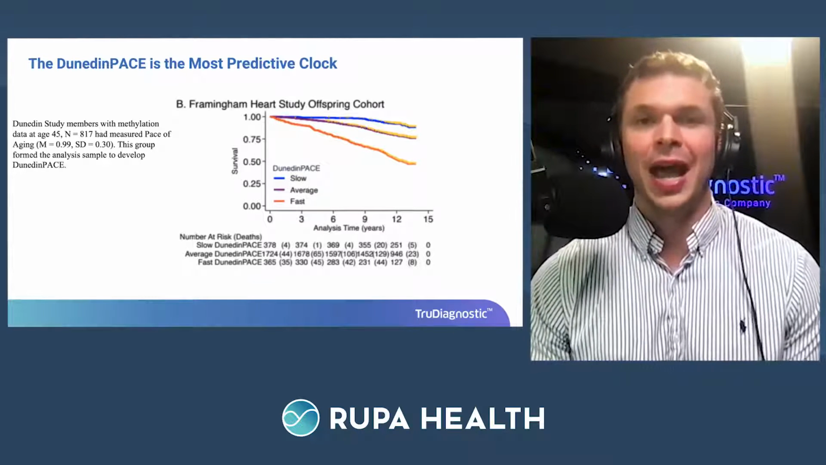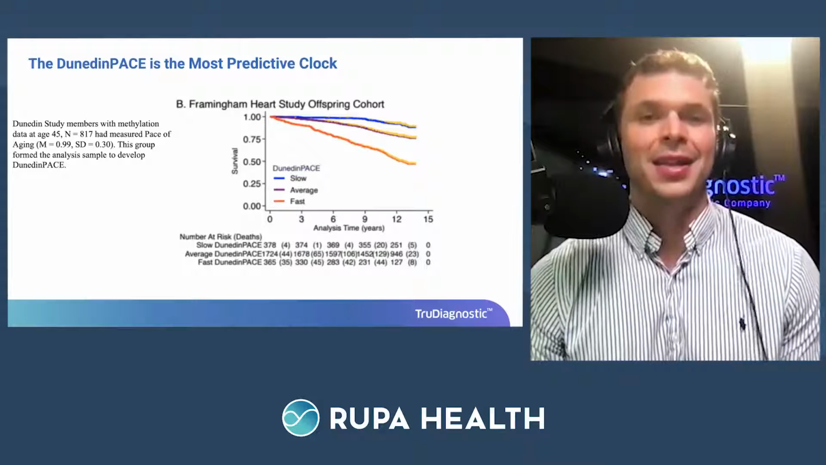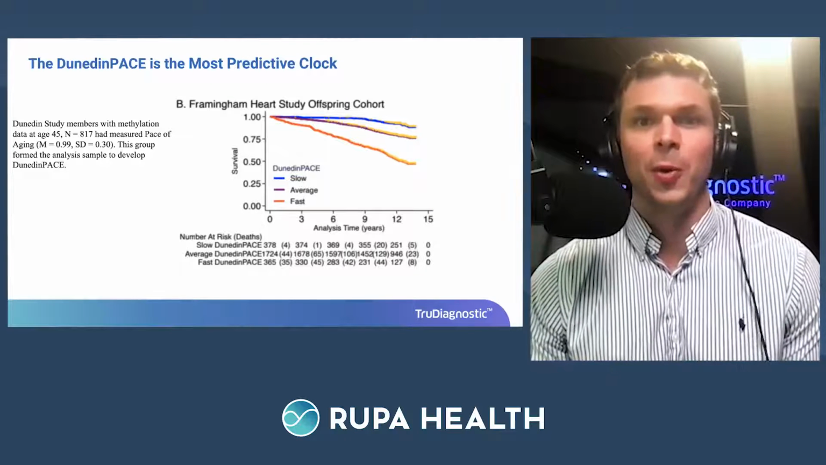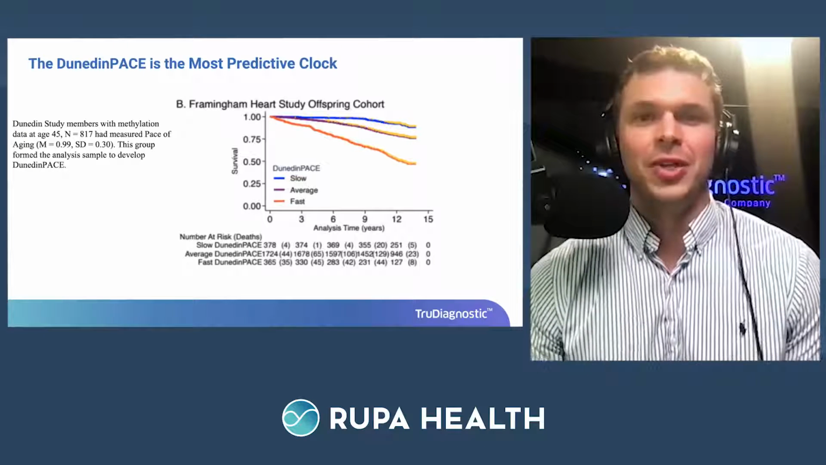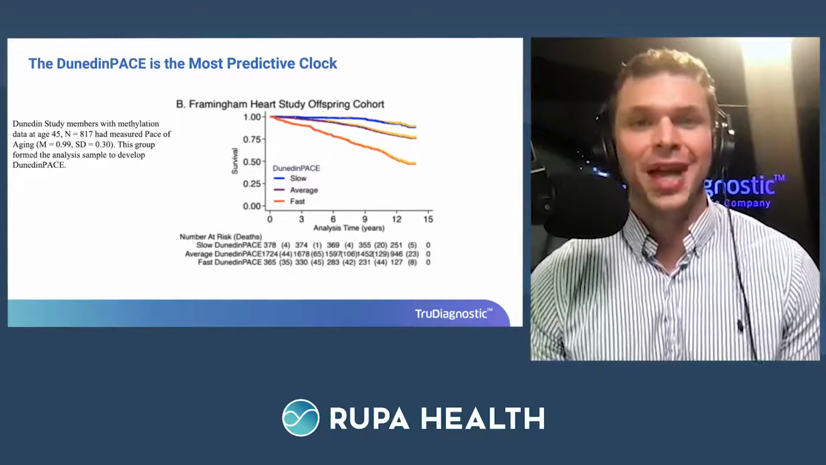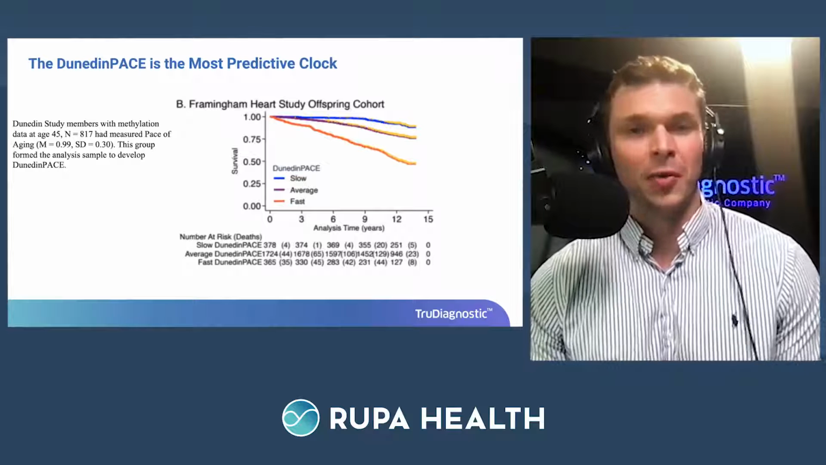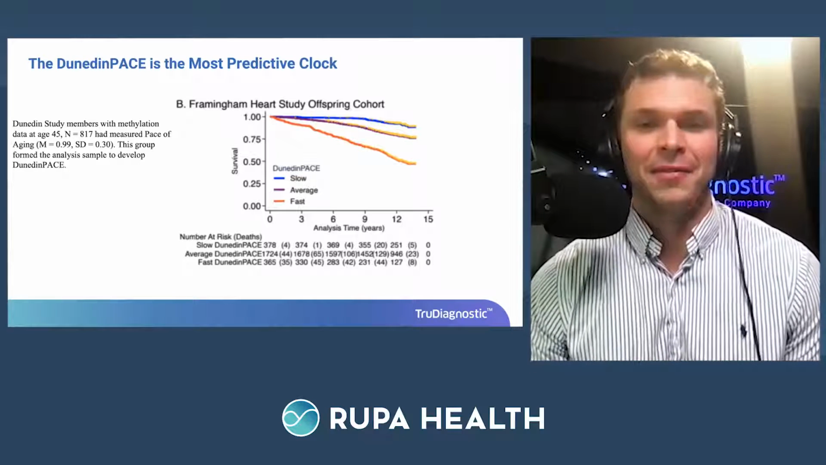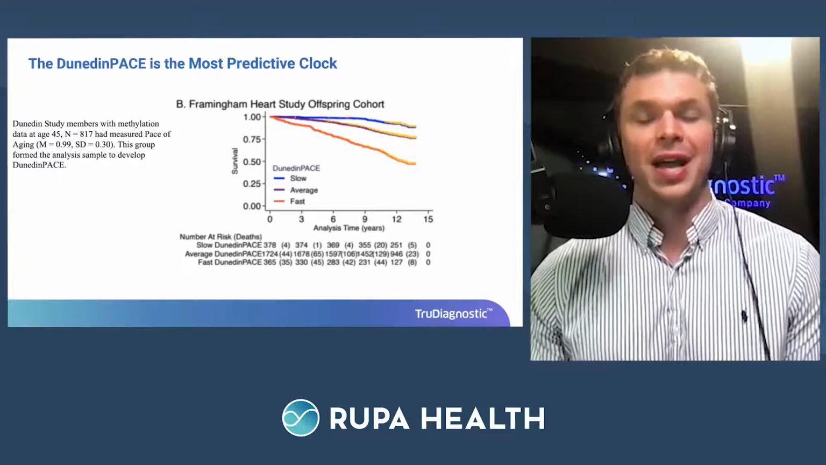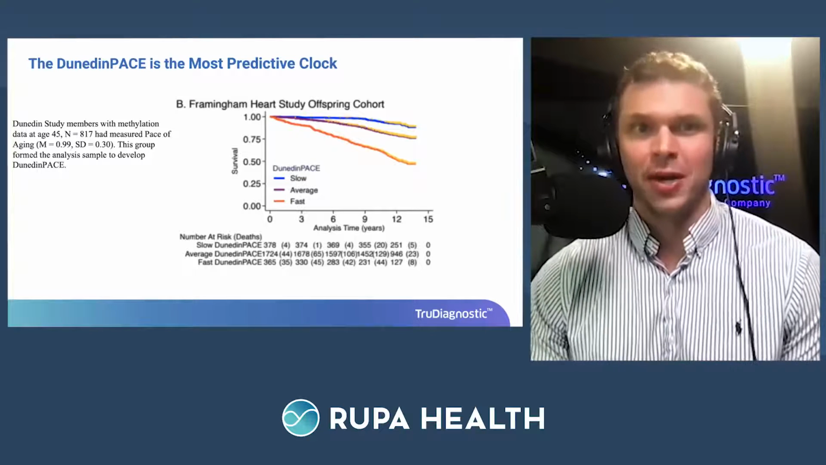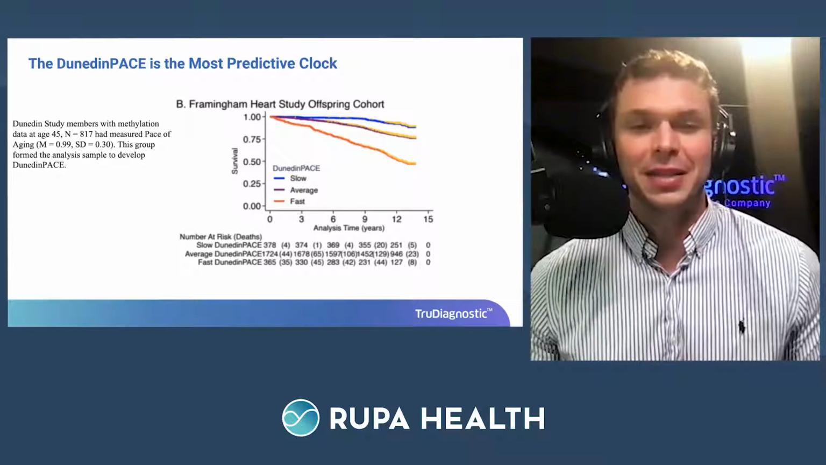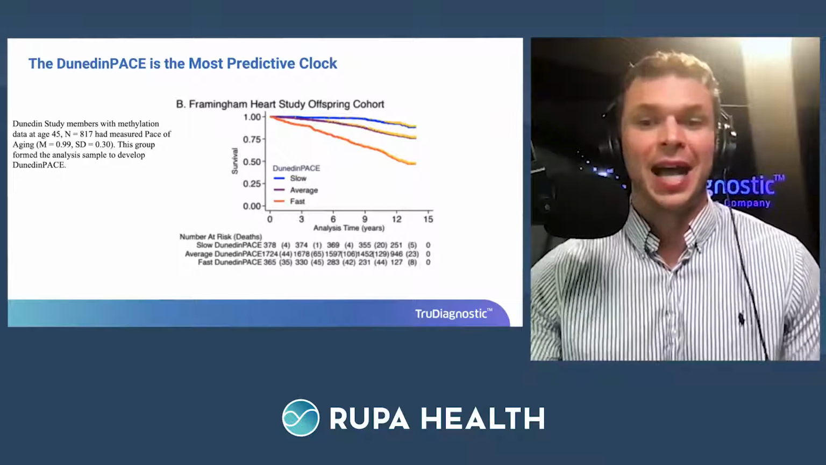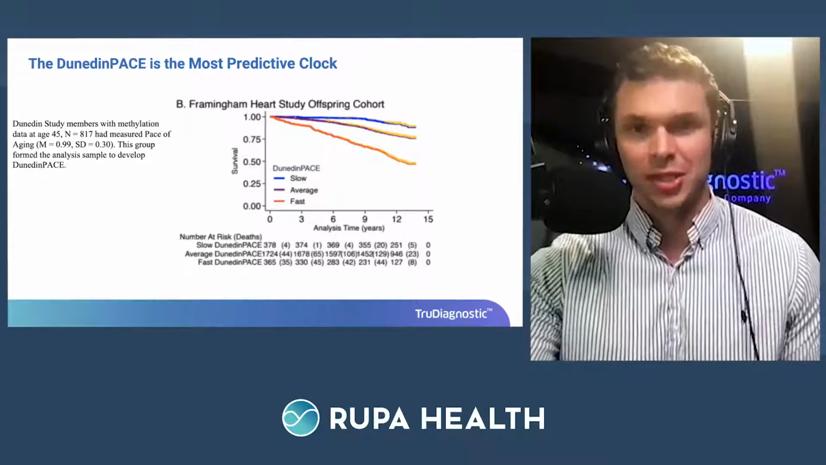And here you can look at how often these people died in this cohort over the course of 15 years. You can see that those people who were only averaging a slow pace of aging only died at a 6% rate over the course of 15 years, while those people who were averaging fast aging were dying essentially at a 64% rate over the course of 15 years. And so this makes a major difference in terms of lifespan. And this is exactly why we want to try and change this marker.